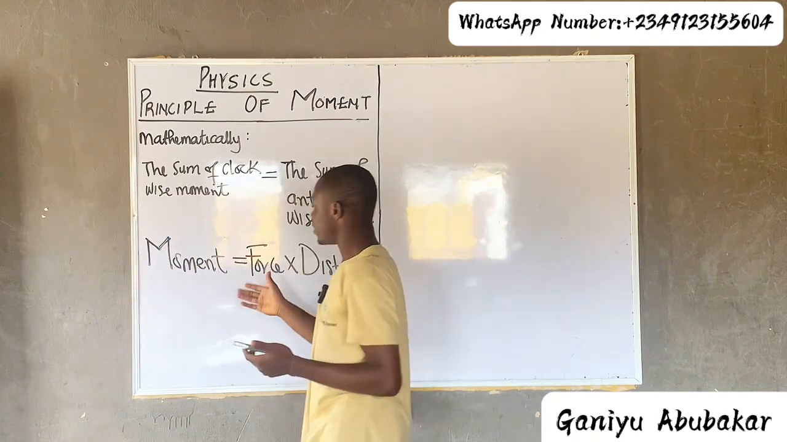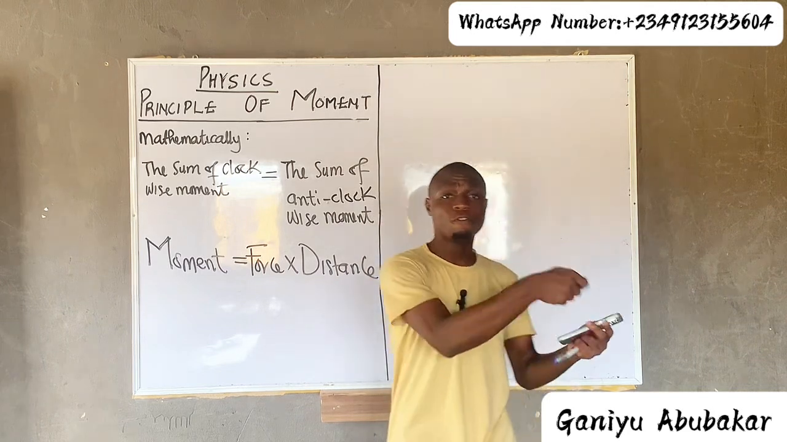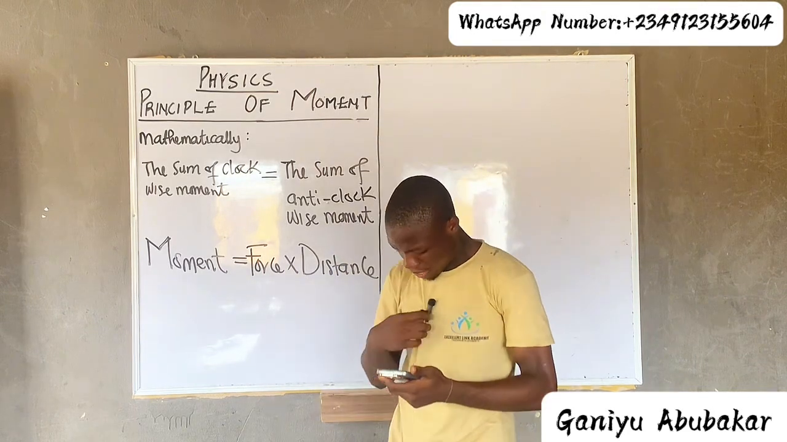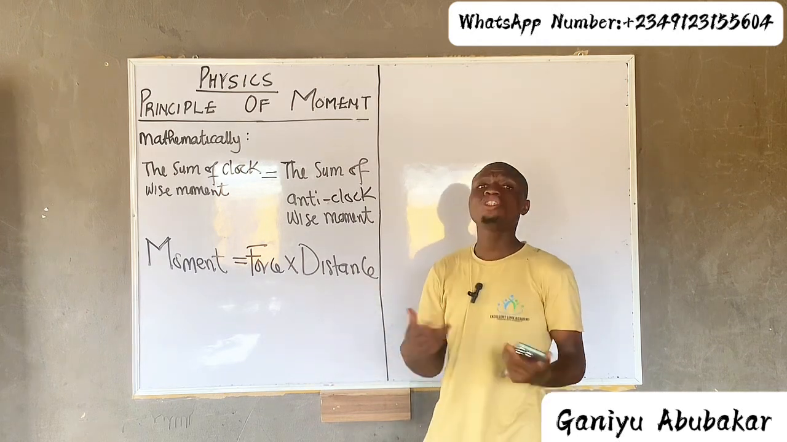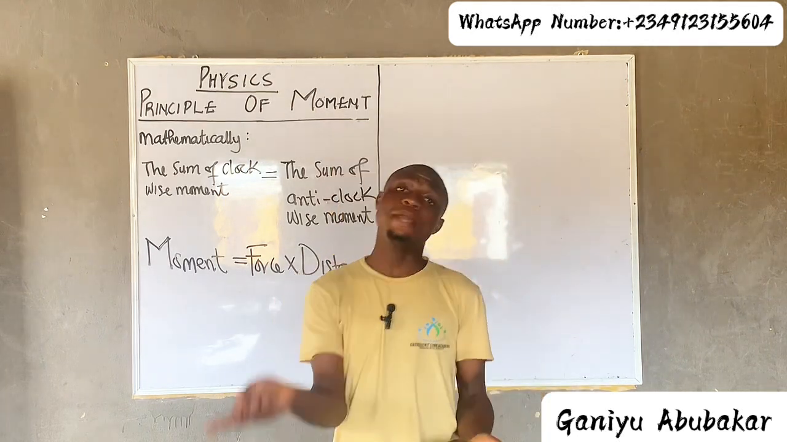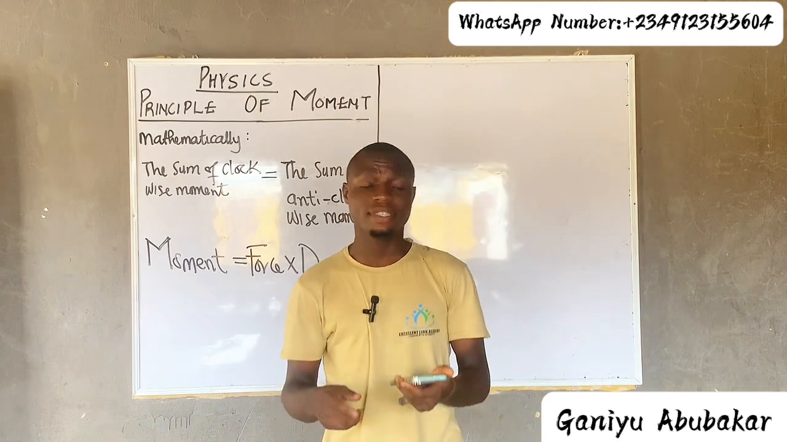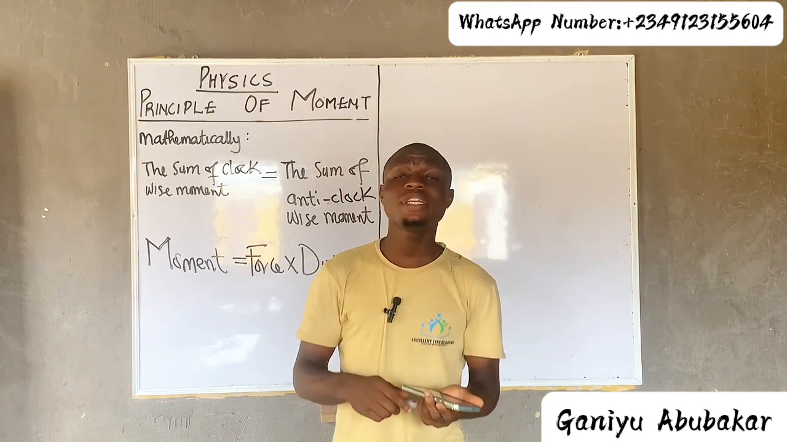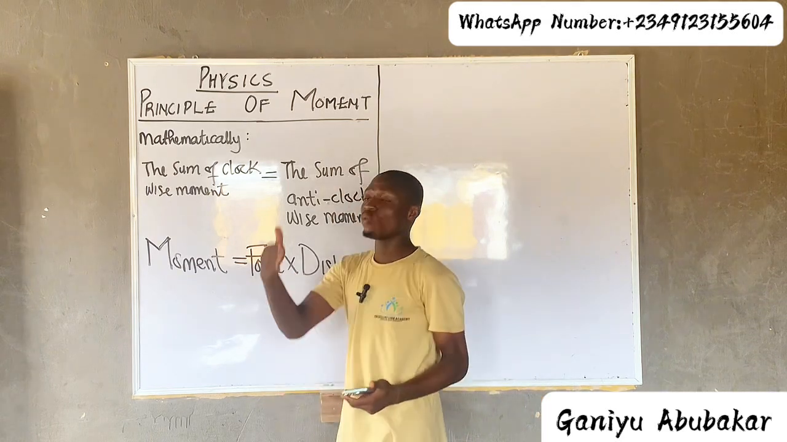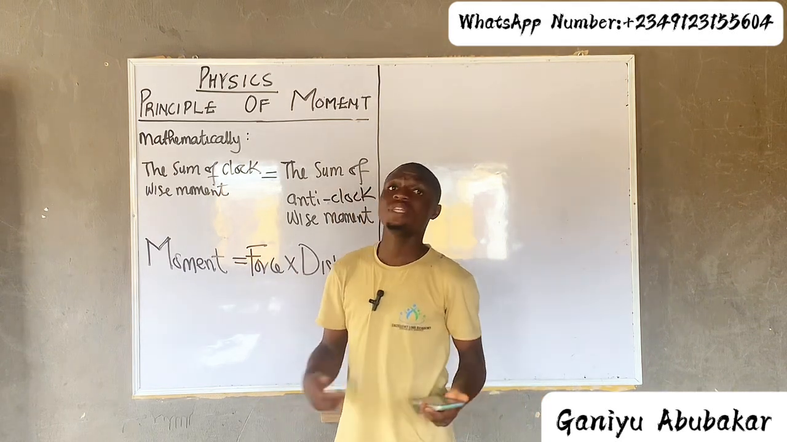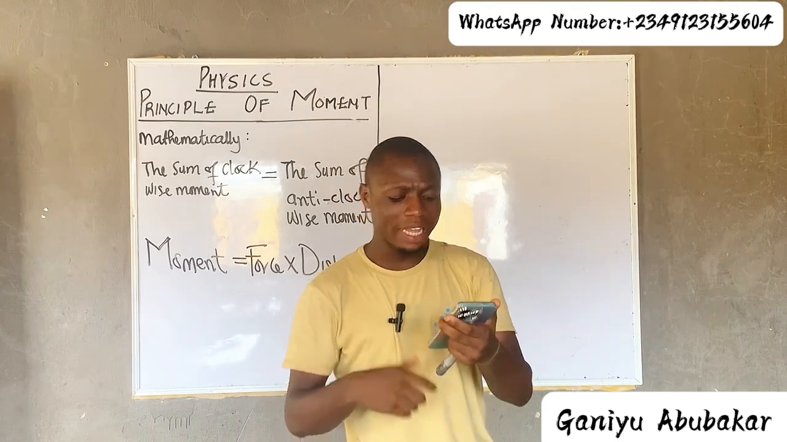So when it comes to moment, you are simply multiplying force and distance together, and that's all. Basically not just a distance, but a perpendicular distance. By the word perpendicular, we mean that the force is at an angle of 90 degrees to the distance. So what do I mean in essence?